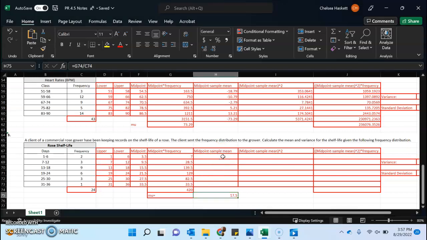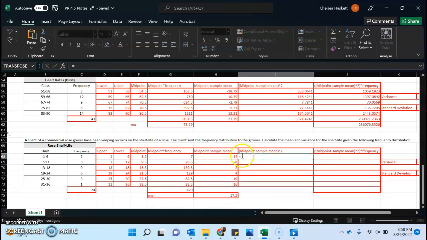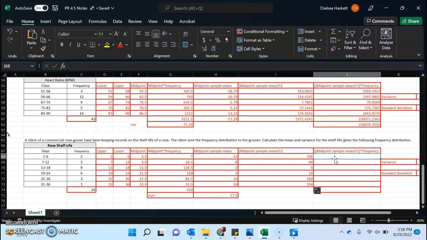This is to find the variance. So we found the mean, now we're going to find the variance. So equals the midpoint minus the sample mean, right? And we're going to put dollar signs on this to make sure it's referenced, doesn't change, and we drag it. And our next step is to square this. So we square it, we drag it all the way down. And then lastly, we times it by that frequency.